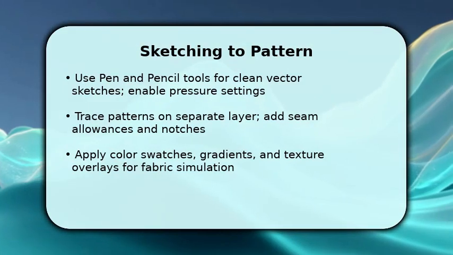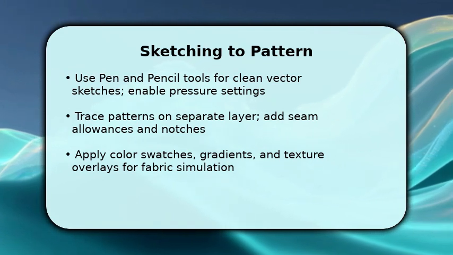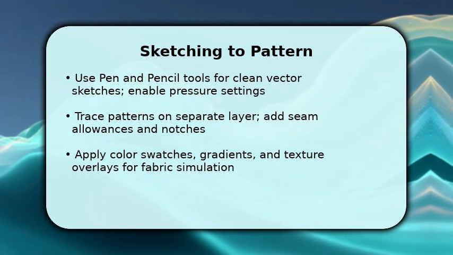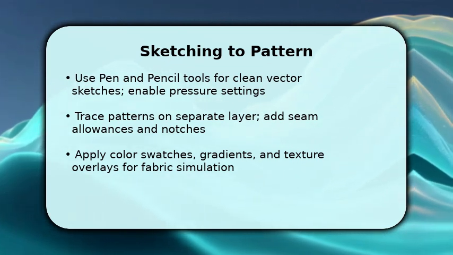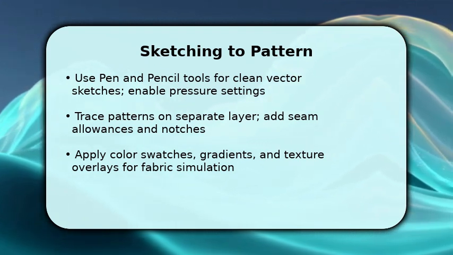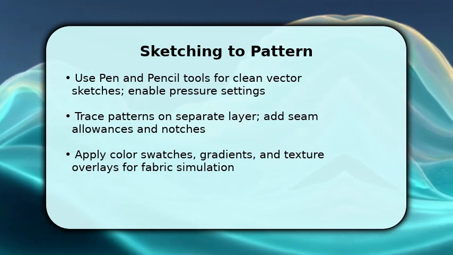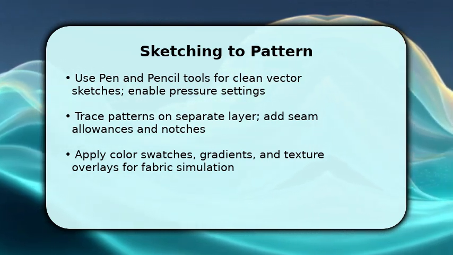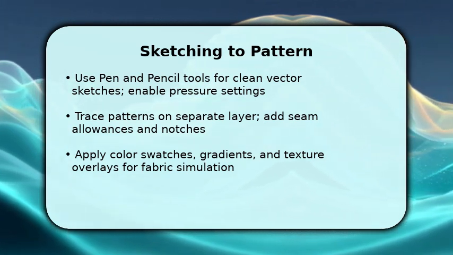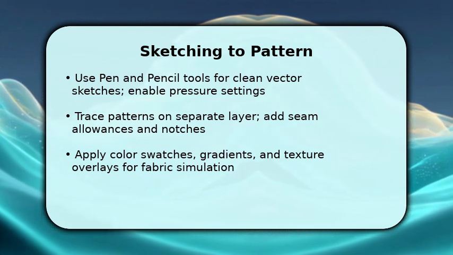You now translate concept into a precise pattern and visual mockup. Start with vector sketches using the pen or pencil tool. Adjust stroke pressure so lines mimic fabric falls. Next, trace your pattern pieces on their own layer and add seam allowances, notches, and grain lines for manufacturing clarity. Then apply color swatches, gradients, and texture overlays to simulate fabrics. This helps you evaluate drape and contrast. Make sure to save iterative versions so you can revert or compare design variants quickly.